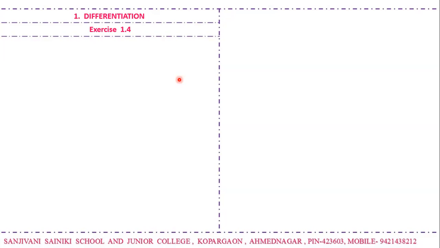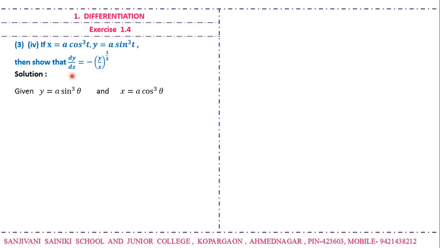Now the next example is x is equal to a cos cube t, y is equal to a sin cube t, and we have to show that dy by dx is minus y by x raised to 1 by 3. Now you can simplify it in so many different ways. You can find the derivative. We can directly use the trigonometric formulae to eliminate t from these two parametric equations, and directly you will get the relation between x and y, the functional relationship between x and y.